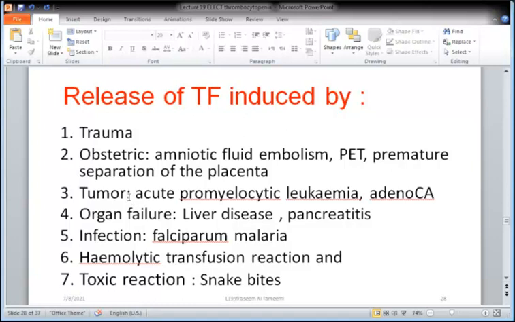The commonest malignancy that we know causes DIC is acute promyelocytic leukemia, because the granules in the promyelocyte are rich with tissue factor. After that, adenocarcinoma, for example prostatic adenocarcinoma. Organ failure, liver disease, pancreatitis. Infection, severe falciparum malaria infection. Incompatible blood transfusion, hemolytic transfusion reaction, and toxic reaction due to snake bite or scorpion bite.